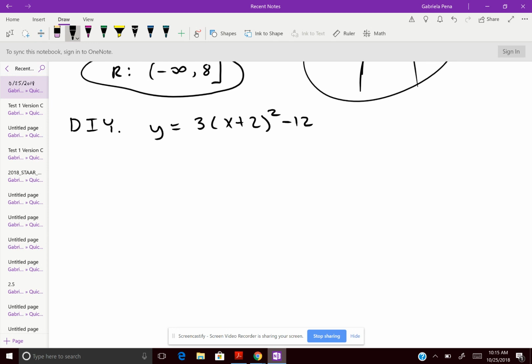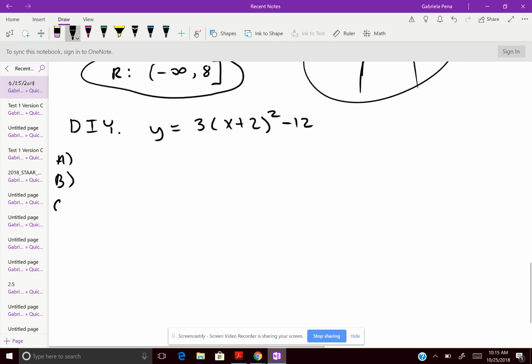So go back to A. What was A? Which way does it open? So you don't even have to write down the question. Just put it down. What was B? Is it a max or a min? Put it there.